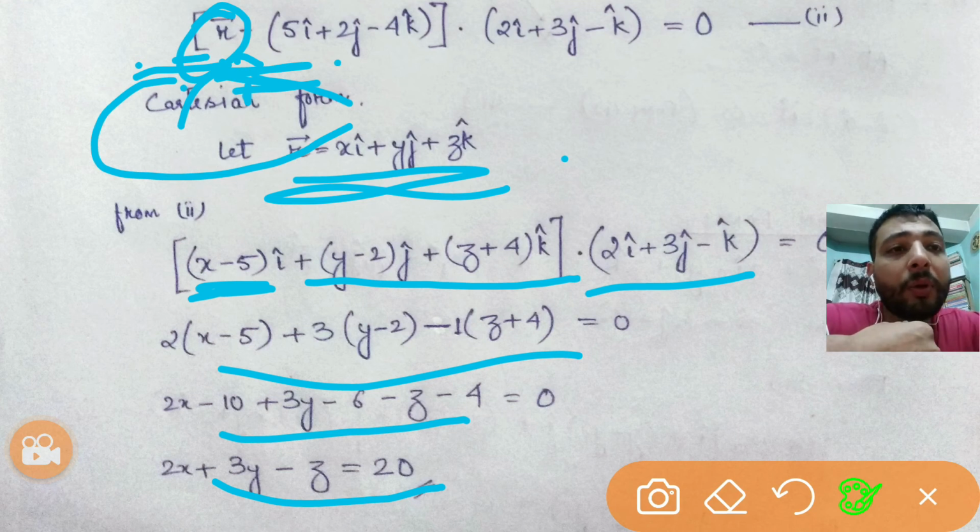So problems like this you can easily do with this formula.